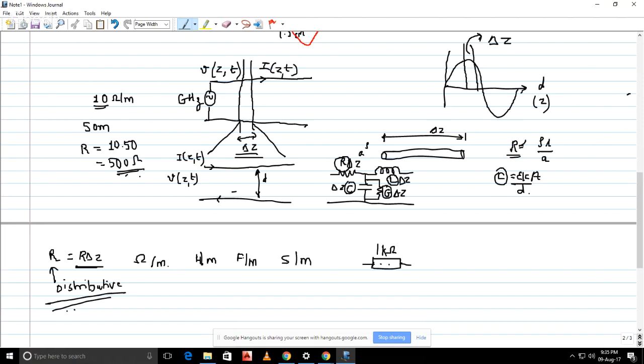Understood? So here what we are giving as a specification is the distributive quantity rather than a lumped quantity. Understood? So this is a basic difference between a distributive element and a lumped element. Here we can see, as the frequency increases, this problem dominates. So when you go for higher frequencies, you should actually deal with distributive elements rather than lumped elements.